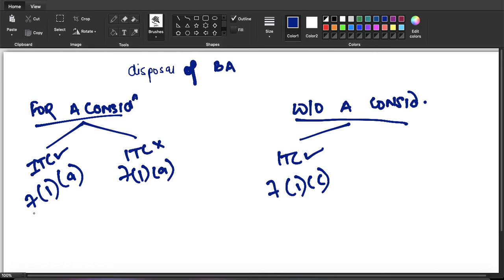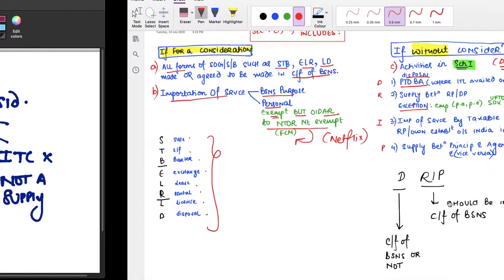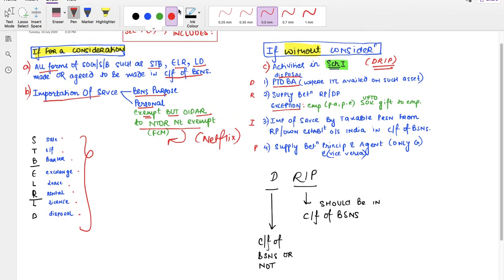So all these three come under supply, and if it is without a consideration and ITC is not availed, then this is not a supply. Okay, remember this, note it down, do not get confused. Now let's get back to where we were.